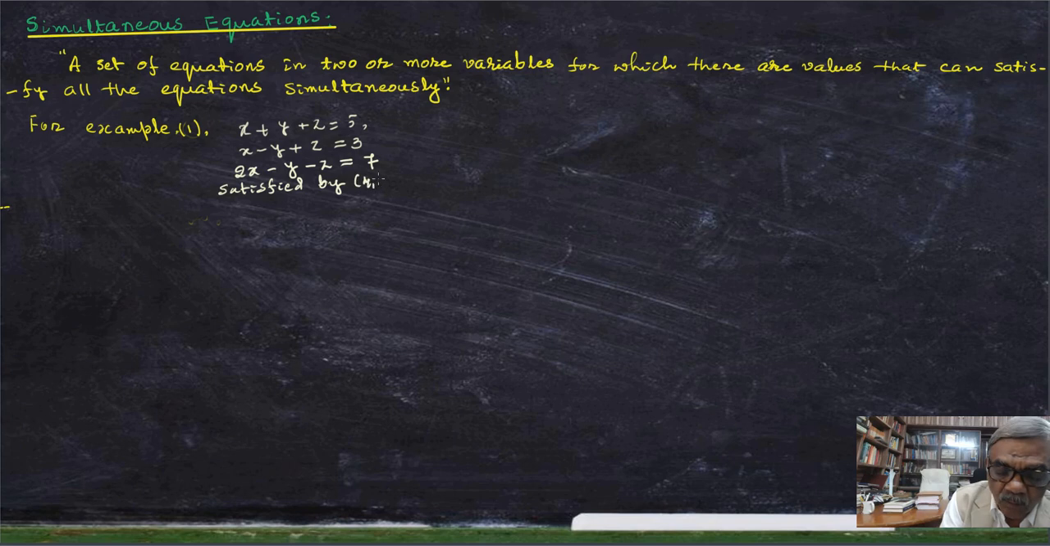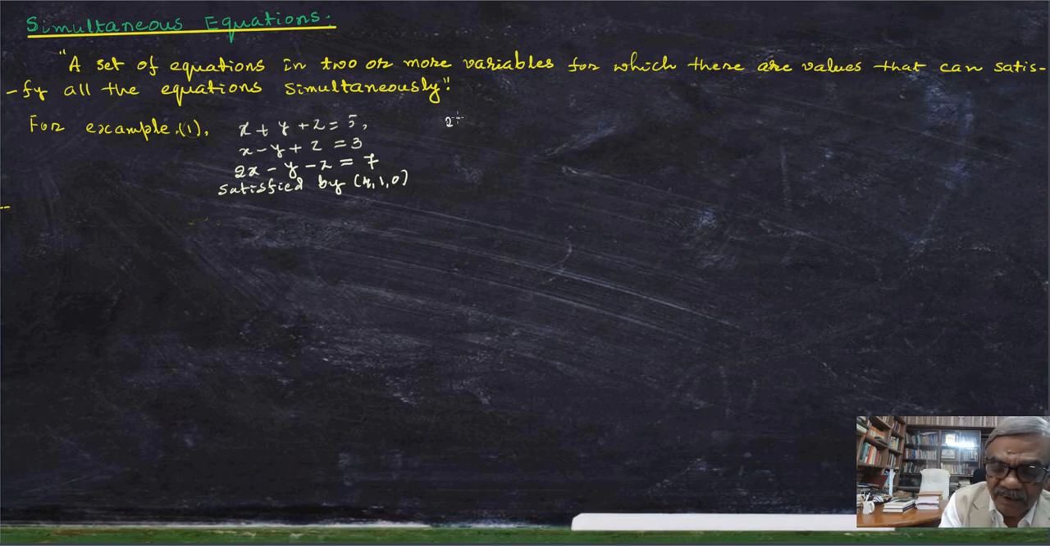x = 4, y = 1, z = 0. Now we can see the last one: 2 into 4 is 8, 8 minus 1 is 7, 7 minus 0 is 7 only. And similarly, the other 2 equations are satisfied by these 3 values.